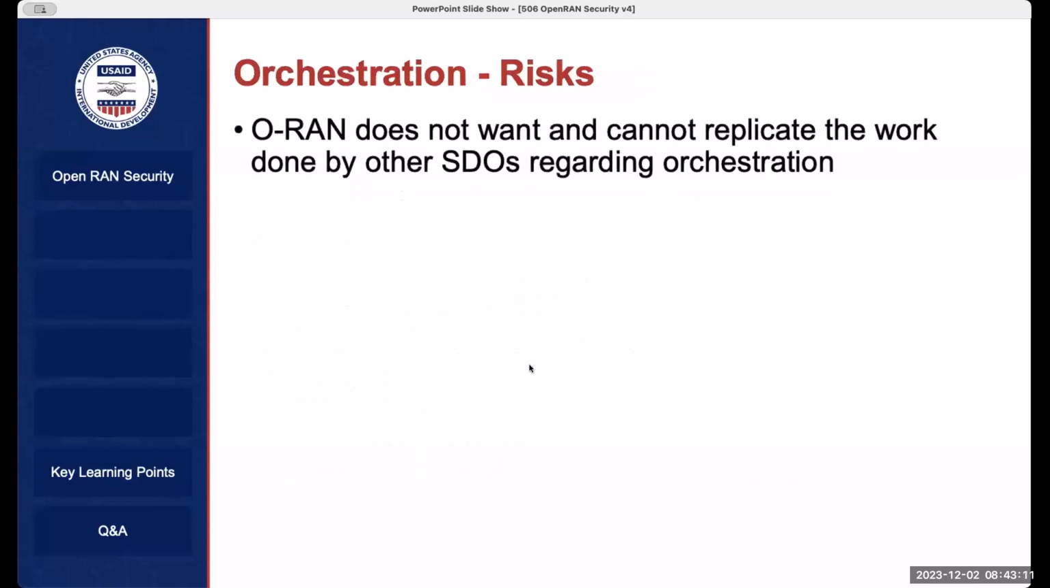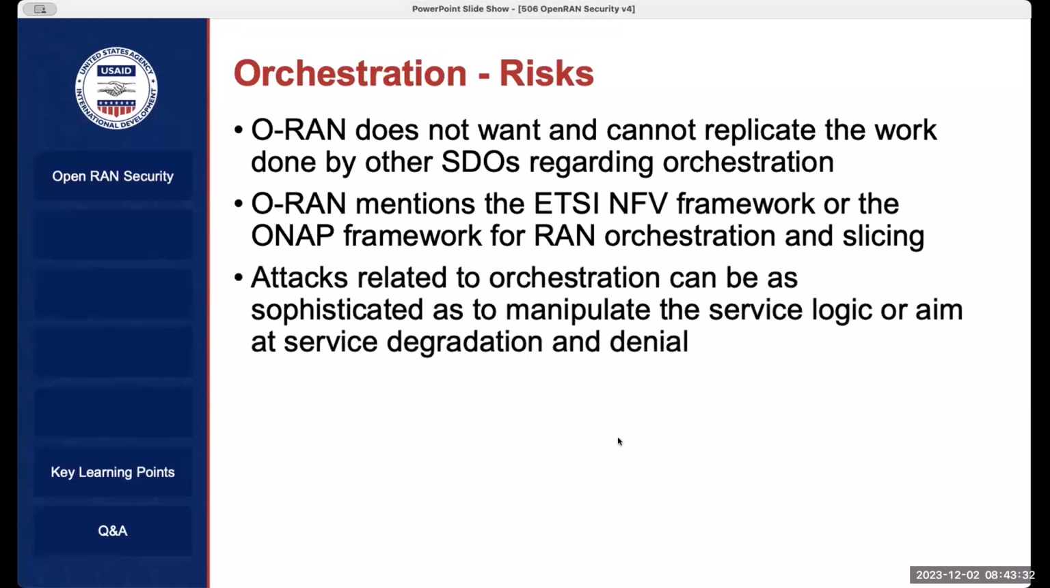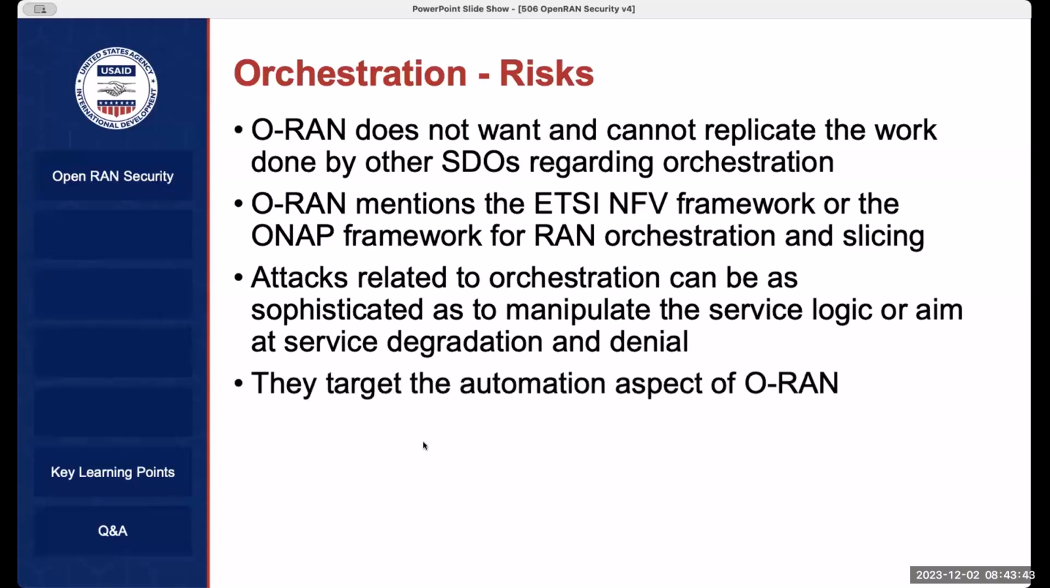Orchestration risk: we have ORAN does not want and cannot replicate the work done by other SDOs regarding orchestration, with mentions of ETSI and the Network Function Virtualization Framework, the ONAP framework for ORAN orchestration and slicing. Attacks related to orchestration can be sophisticated, to manipulate service logic or aim at service degradation. I would say they are targeting the automation aspect of Open RAN, and if a threat actor had access to the orchestration, it's basically game over.